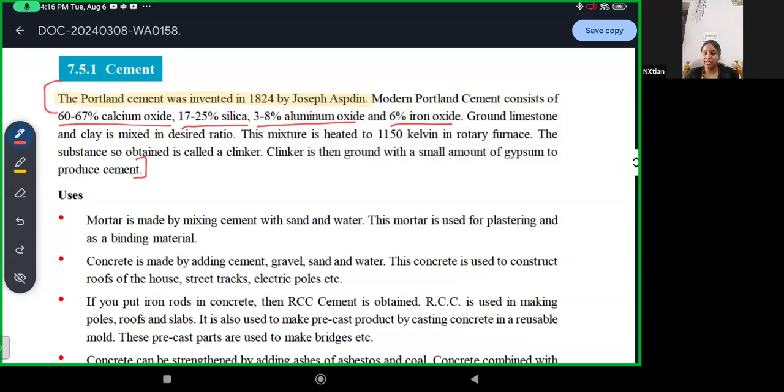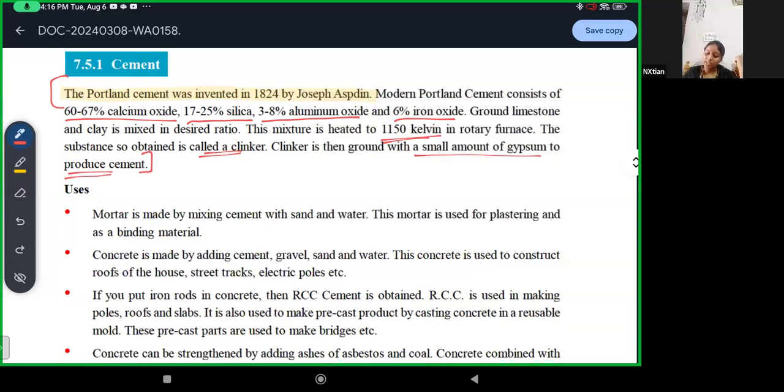This is how cement is made, like what things you take together. You mix ground limestone and clay in the ratio that you want. You heat it in a rotary furnace at this temperature, 1150. What you will get is known as clinker, and then it's ground with a small amount of gypsum, and it will give you cement.